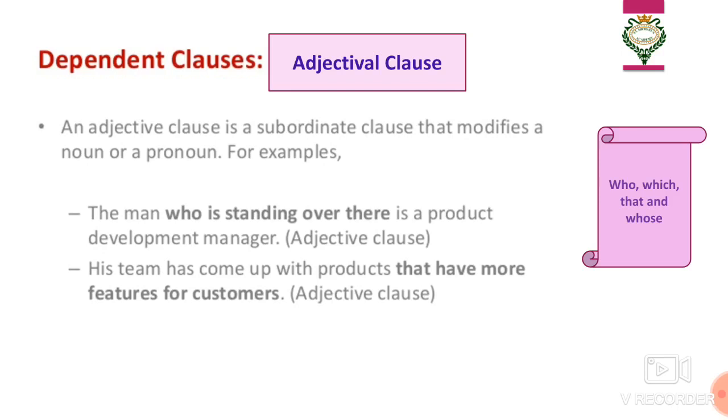It can be used like an adjective to describe a person or thing. It often begins with words like who, which, that, whose. Like say for example, the man who is standing over there is a product development manager. So this portion, who is standing over there, is describing the noun man. That's why this portion is adjectival clause. So adjectival clause always describes a noun in a sentence.